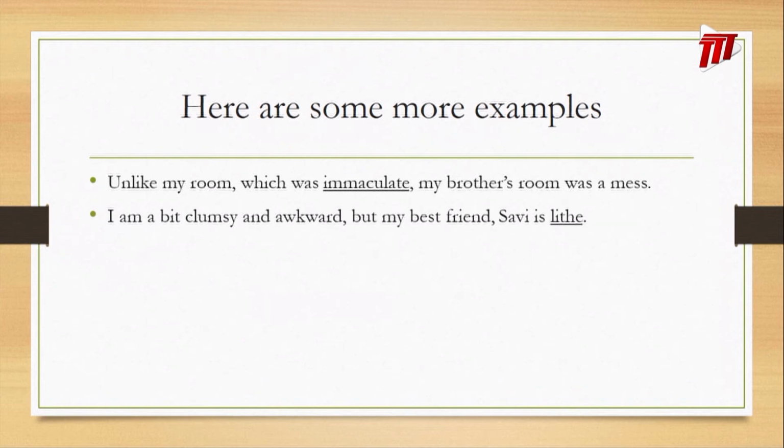I am a bit clumsy and awkward, but my best friend Savvy is lithe. What does lithe mean? In this sentence, one person is clumsy and awkward, but the signal word is but, and Savvy is lithe. What's the opposite of clumsy or awkward? Did you guess graceful? Then you are absolutely correct.